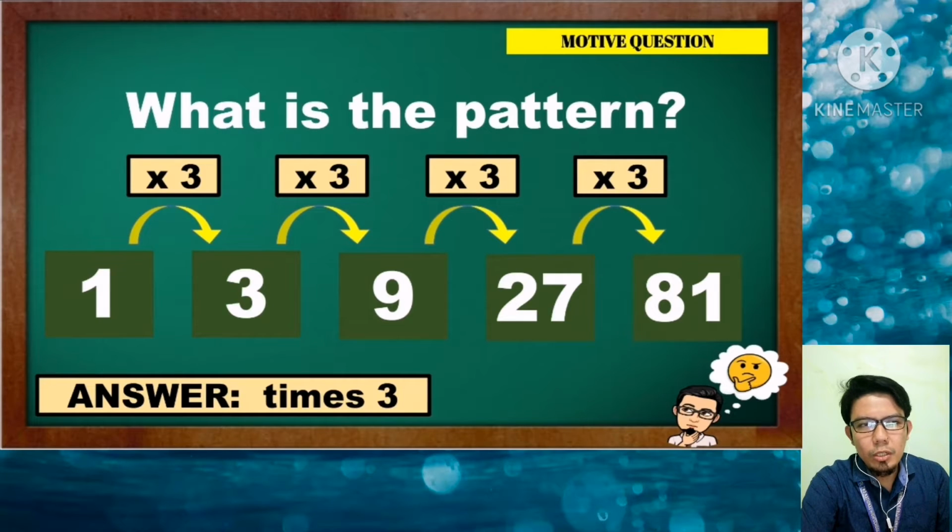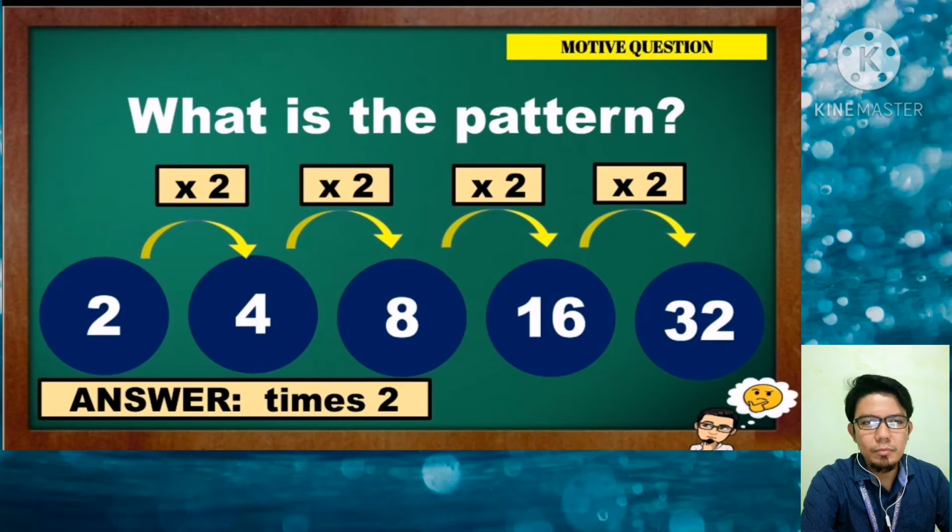Now for subtraction, of course, it's not possible, as well as division, since this is increasing. So therefore it's multiplication. If we multiply by 3, 1 times 3 is 3, 3 times 3 is 9, and then 9 times 3 is 27, 27 times 3 therefore is 81. So the pattern is times 3.